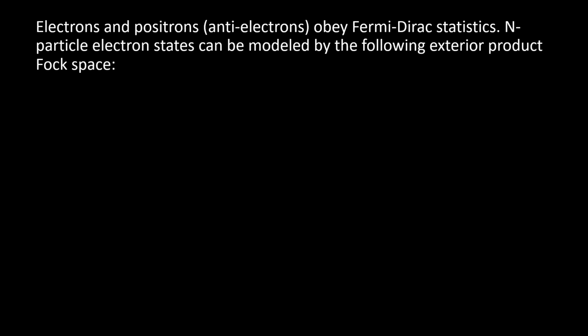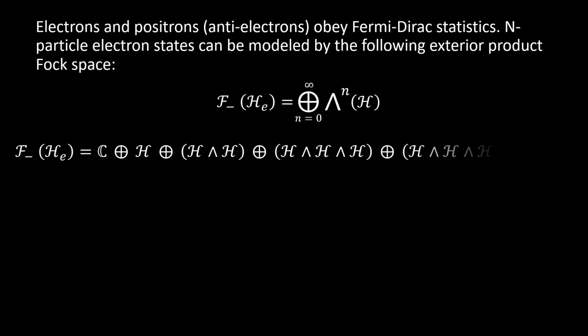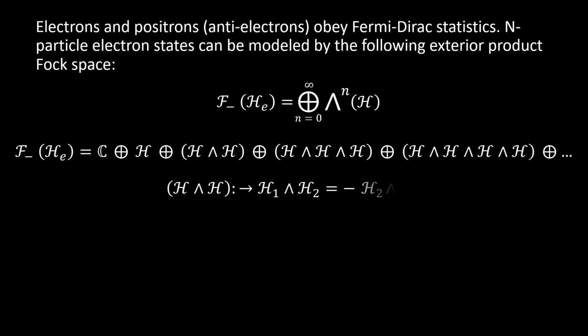Electrons and positrons, which are just anti-electrons, obey Fermi-Dirac statistics. That's the repulsion I'm talking about. In-particle electron states can then be modeled by the following exterior product space, and this will explain why they repel. It's because in this specific grading, I don't use an S acting on a tensor product, because when I use the wedge product, it's already assumed that I'm talking about an entirely anti-symmetric tensor product. So then h sub 1 wedge h sub 2 we already know is equal to negative h sub 2 wedge h sub 1. These particles cannot occupy the same state.